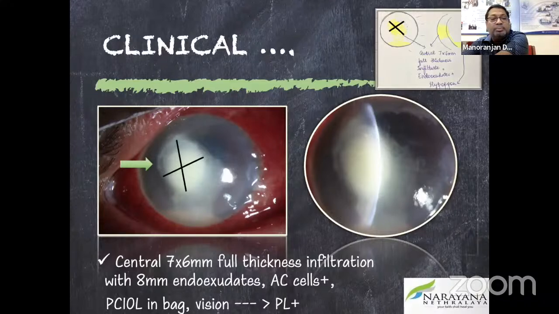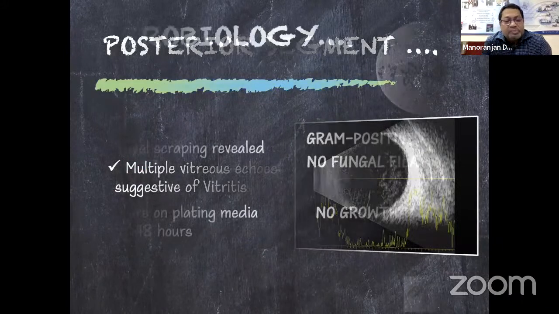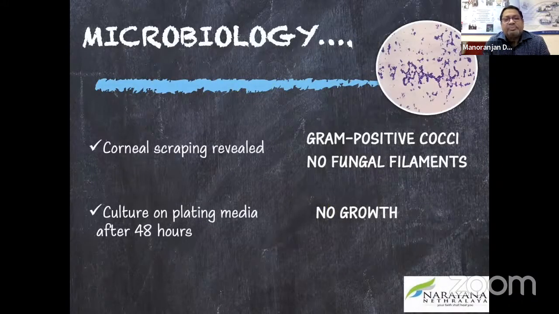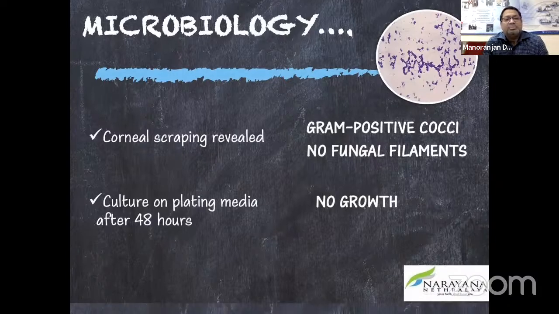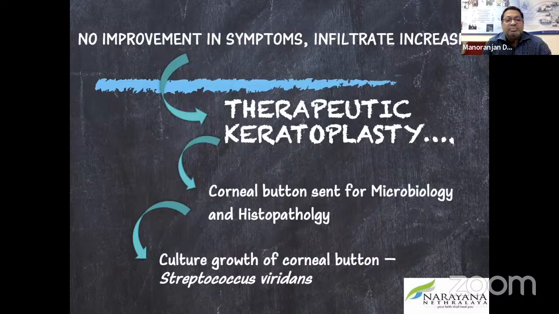There was evidence of vitritis on B scan. Corneal scraping revealed presence of gram-positive cocci and no fungal filaments, but no growth on culture. In view of worsening in spite of treatment, a therapeutic keratoplasty was performed and the corneal button was sent for microbiology and histopathological examination. Culture of the corneal button revealed Streptococcus viridans.